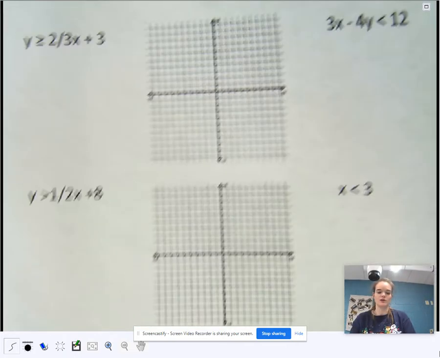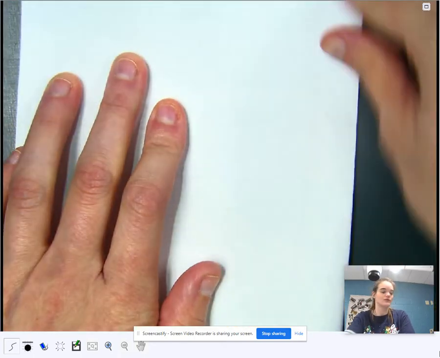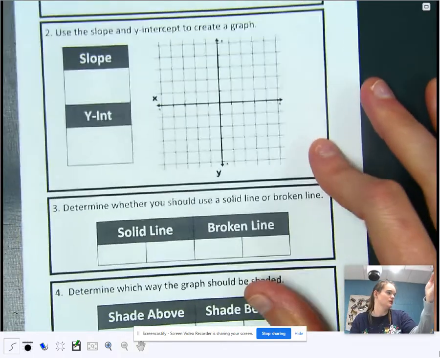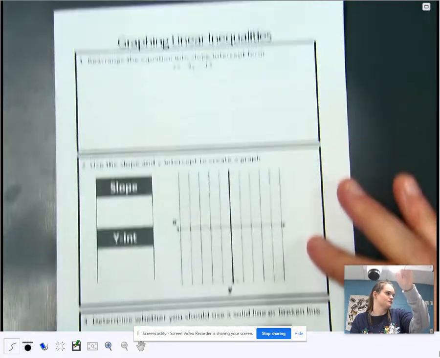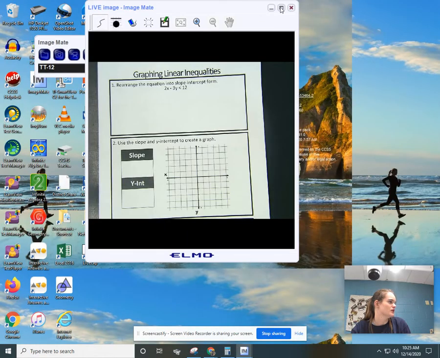A linear inequality is just graphing a line and then shading a certain portion of the graph to show where a solution would be. Okay, so let's look. First, we've got the steps here. Step number 1 is to rearrange the equation in slope-intercept form, meaning if it's not in y equals mx plus b form, I'm going to need to rearrange it so that it is in that form.